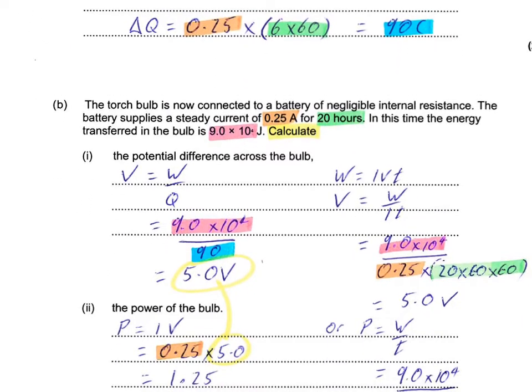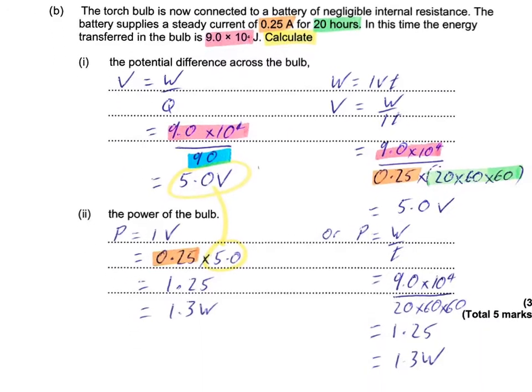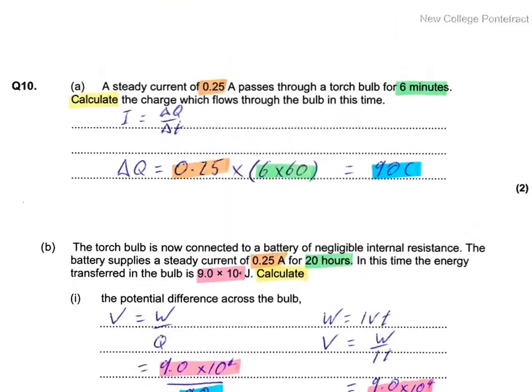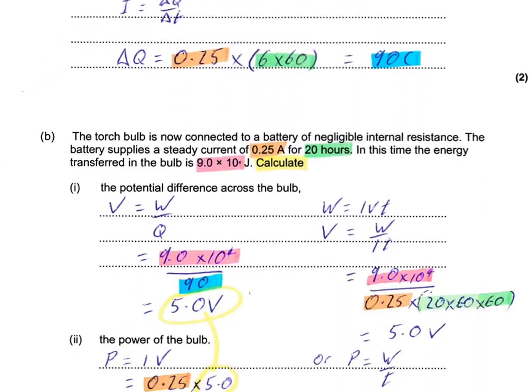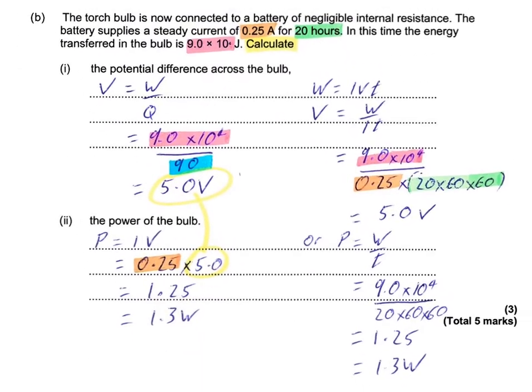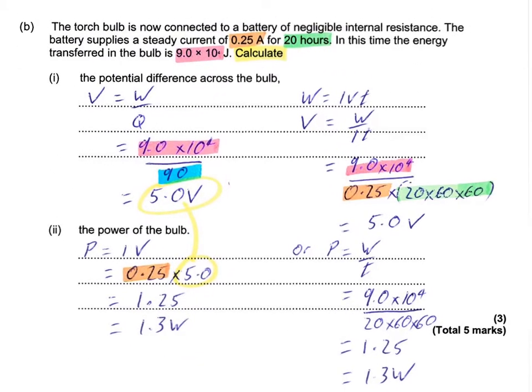The torch bulb is now connected to a battery of negligible internal resistance. The battery supplies a steady current of 0.25 amps for 20 hours. And this time the energy transferred is 9 times 10 to the 4 joules. We're asked to calculate the potential difference across the bulb. I've pulled out two different ways of going about this, picking up, I think, 2 marks on the first part and 3 on this.